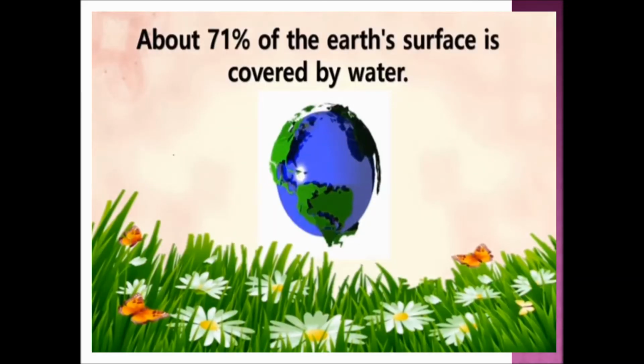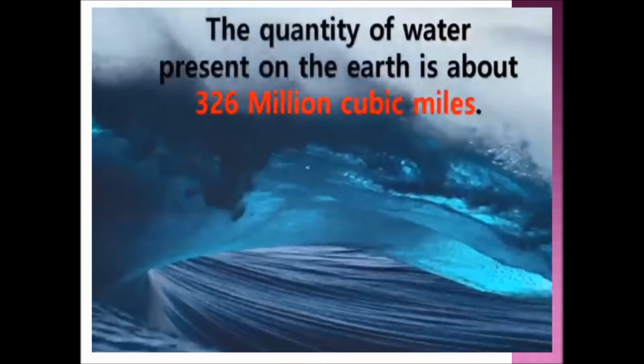Students, as we all know, Earth is called the blue planet. Why it is called the blue planet: about 71% of the Earth's surface is covered by water. Hence, Earth is called the blue planet. Then, the quantity of water present on the Earth is about 326 million cubic miles.